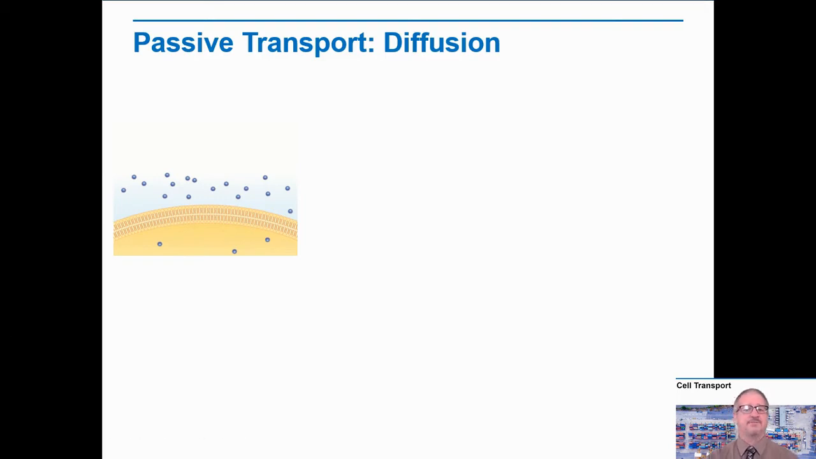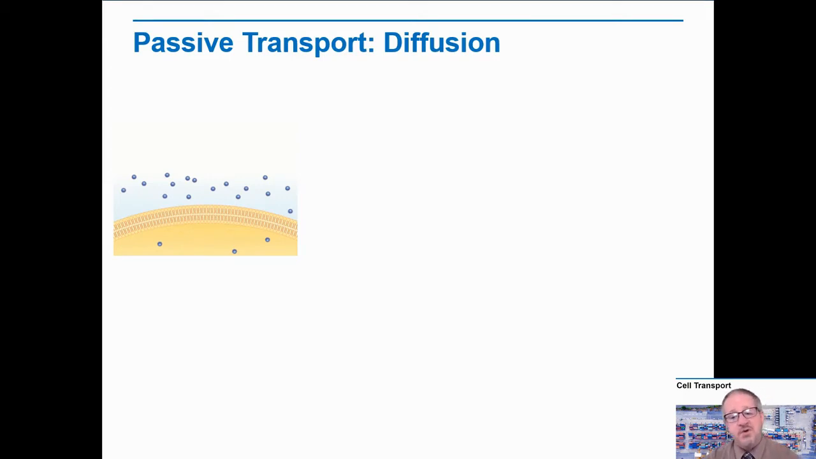Let me ask you this. Back to the air freshener analogy, do you think that the air freshener needed any energy in order to undergo diffusion? Well, if you're thinking no, you're thinking correct, because diffusion does not actually require any energy in order for the particles to move, because diffusion is what we call a passive movement. It does not require energy.